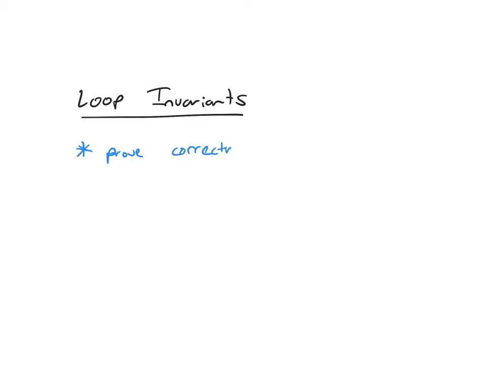So now we're going to talk about loop invariants. And so the idea here is that we're going to use these loop invariants to prove correctness of a loop with respect to our pre and post conditions.